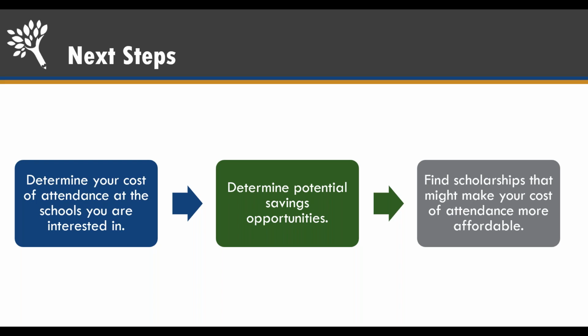So determine your cost of attendance, determine your potential savings by looking at different opportunities. Maybe you're going to rent those textbooks. Maybe you're not going to buy brand new ones. Maybe you're going to buy used ones. Maybe you're going to rent technology, whatever you're going to do to kind of save some money. And then find scholarships that may make that cost of attendance more affordable.